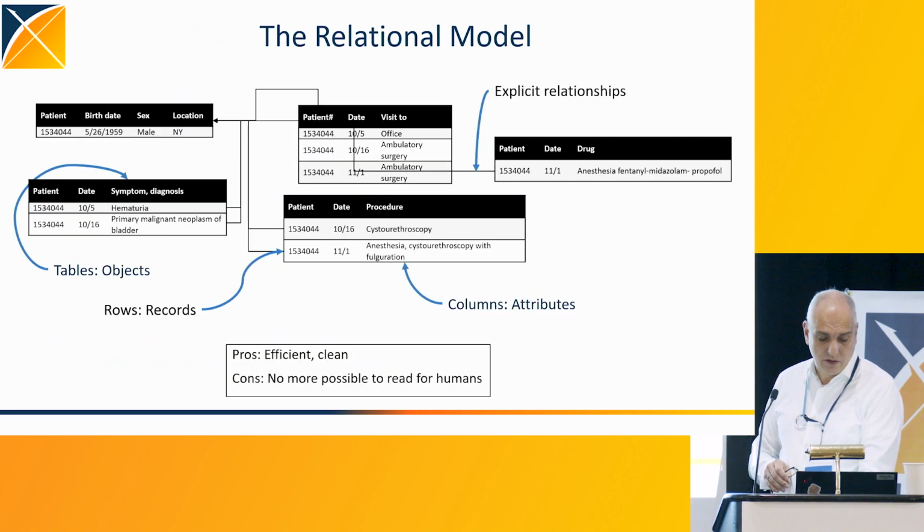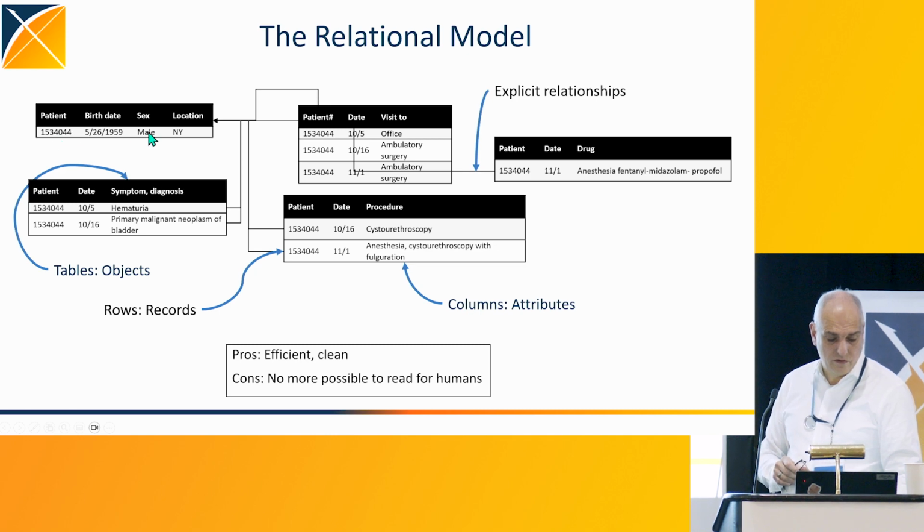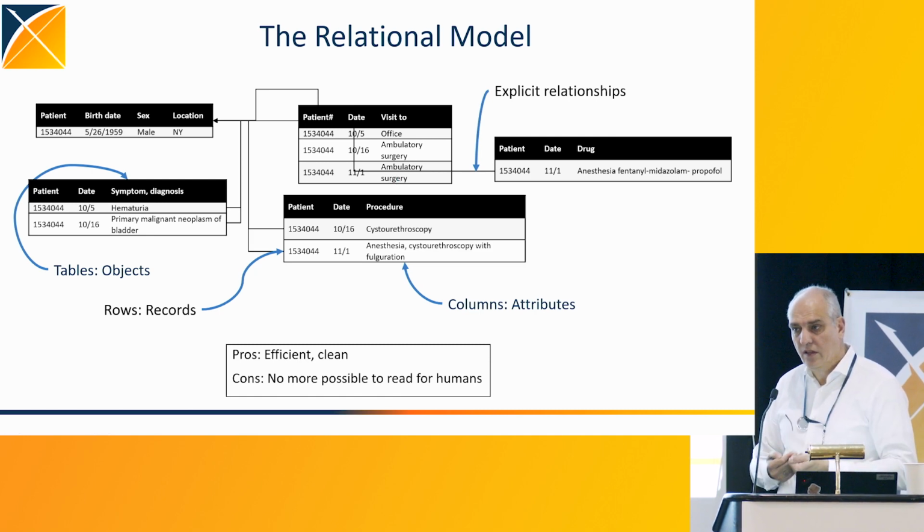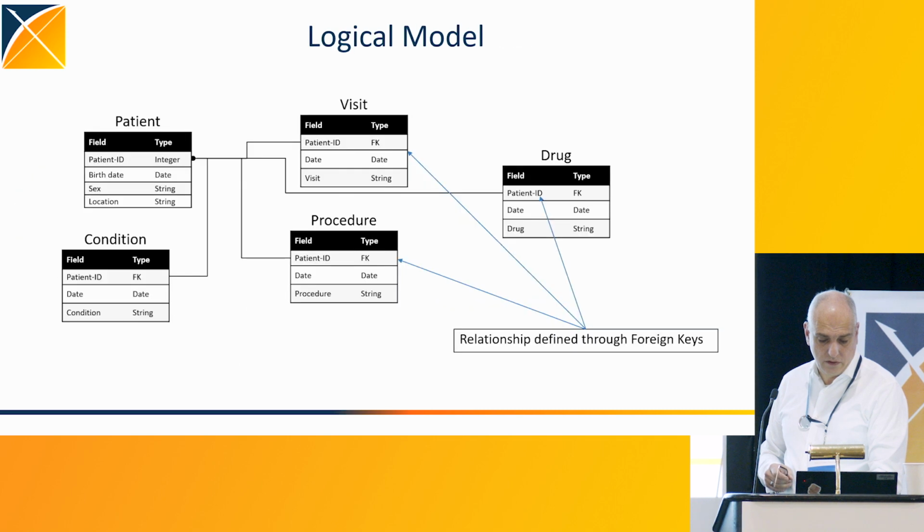And then there's a relationship, which means this patient here, 1534-044, belongs to these visits. So you have relationships between these objects. That's a data model. Usually you represent it as a logical model, where you show the various fields or attributes and make little lines between them to say, look, this is the patient ID, and it goes to the patient ID. So these things belong together, it's the same.